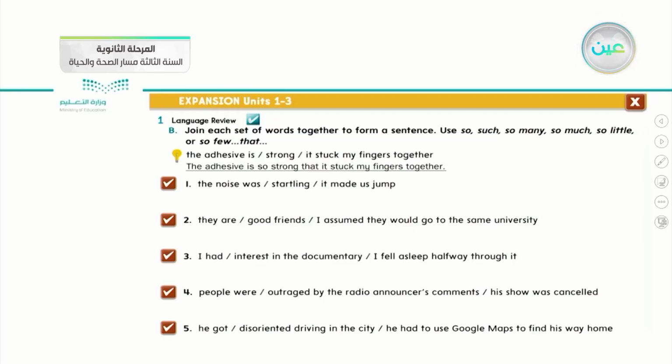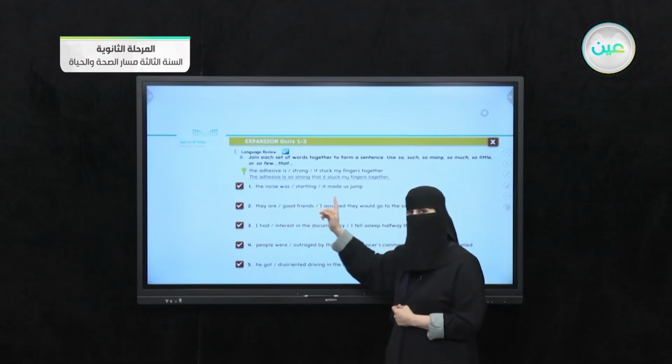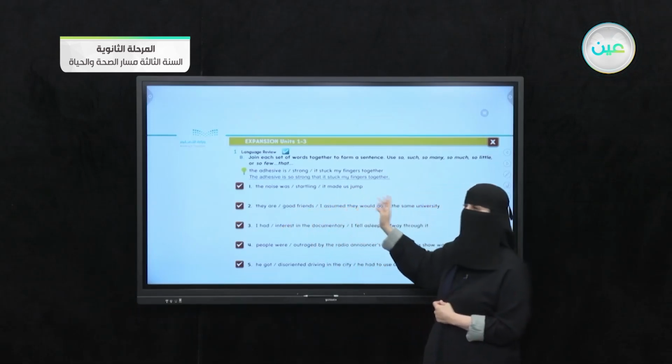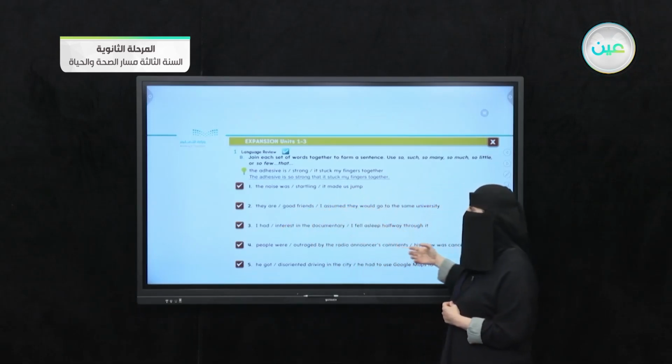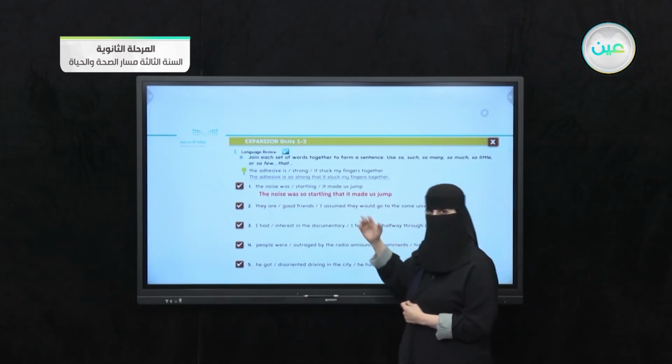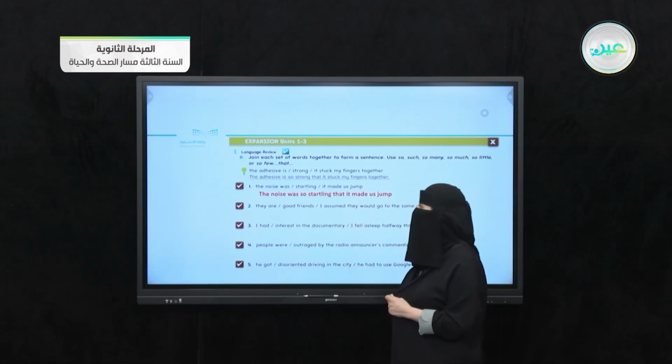They give you: the noise was startling, it made us jump. So what is the cause of this sentence? The cause is the noise. And what is the effect of it? Made us jump. How can I use this expression to join these and make one meaningful sentence?